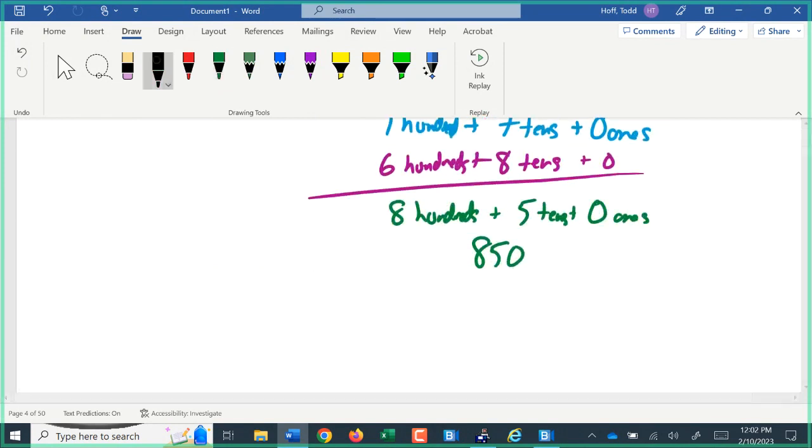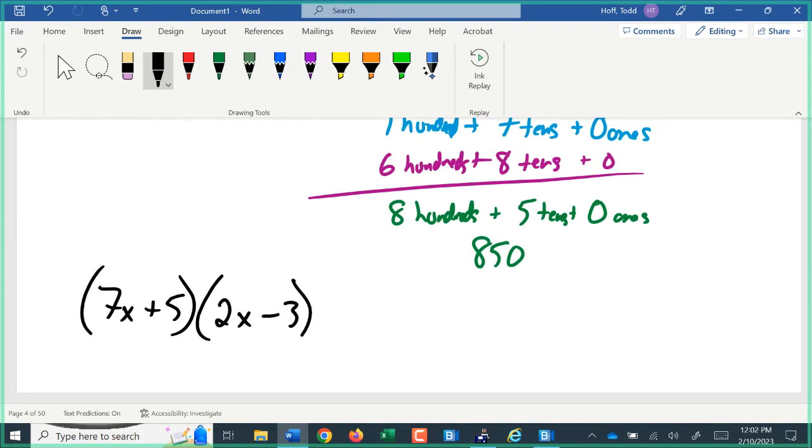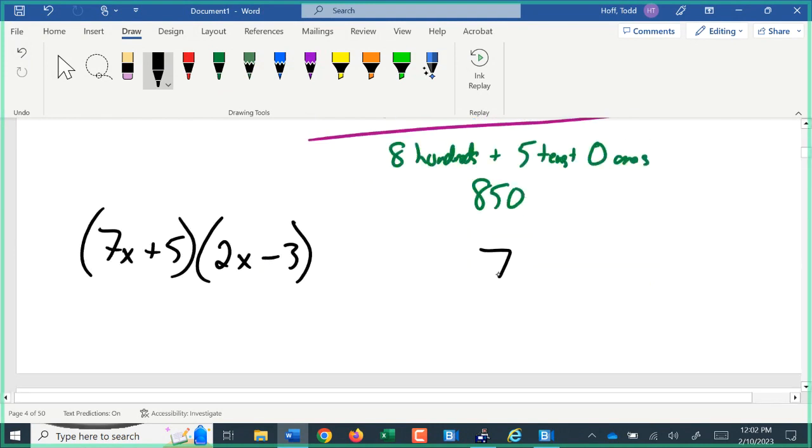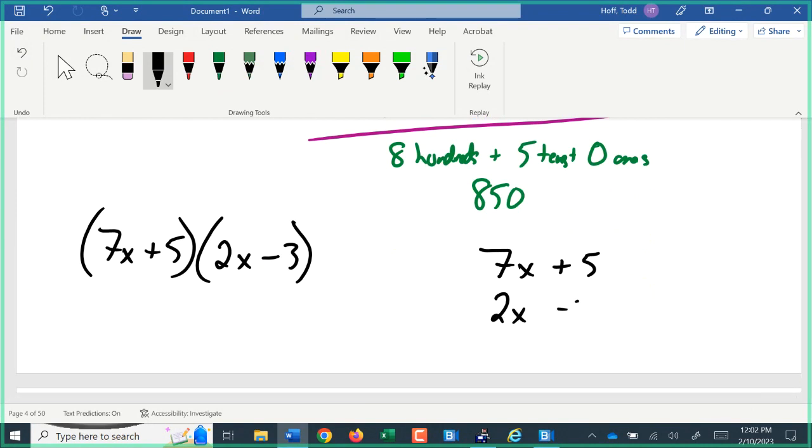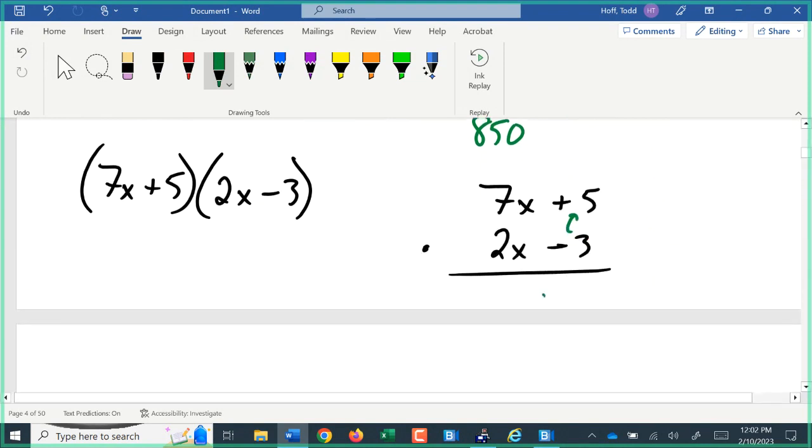When we work with algebraic numbers, 7x plus 5 times 2x minus 3, we can use the exact same process. 7x plus 5, 2x minus 3, and we're multiplying. Negative 3 times 5 is negative 15. Negative 3 times 7x is negative 21x.